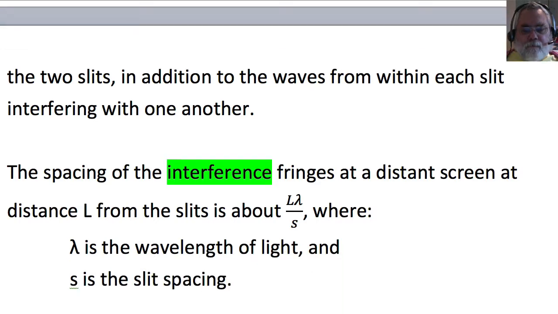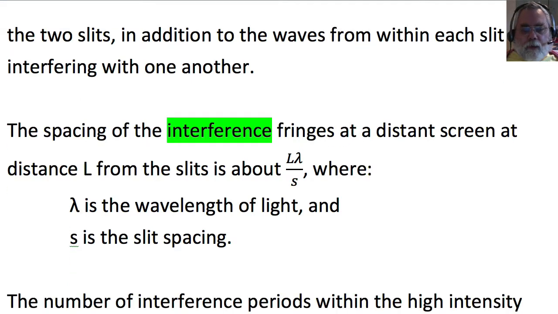The spacing of the interference fringes at a distance screen, at distance L from the slits, is about length L times the wavelength of light divided by the slit spacing. The slit spacing is larger than the slit width, so the interference fringe spacing is smaller than the blob's size for a single slit. Now, we could go through the classical math to show how we get this formula, but it's not going to be relevant to the quantum mechanics that we want to get to.